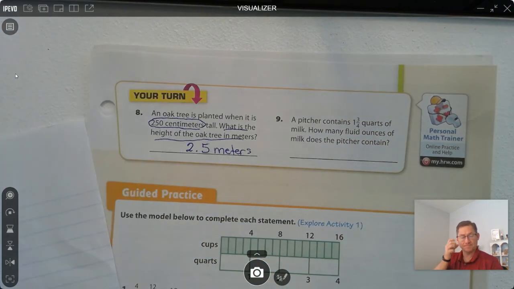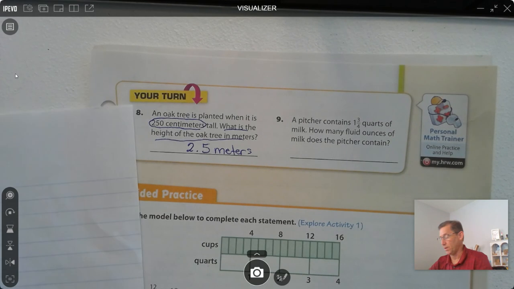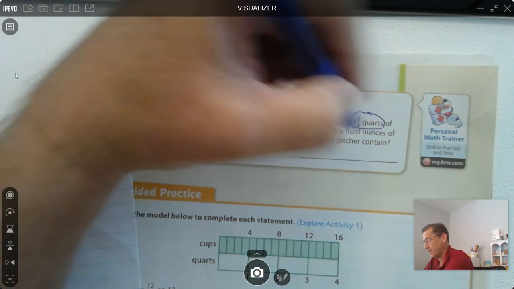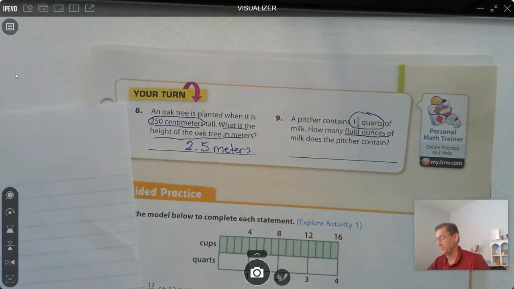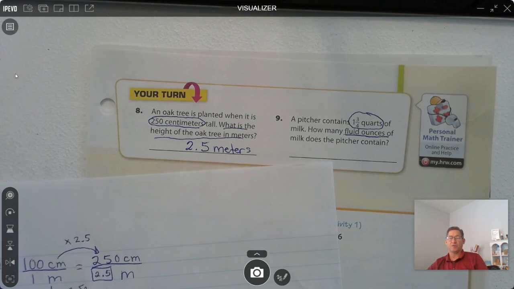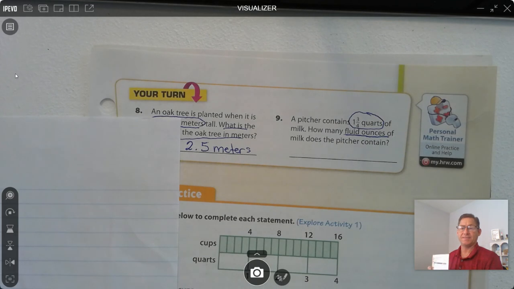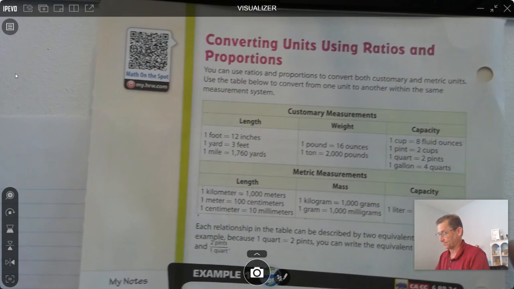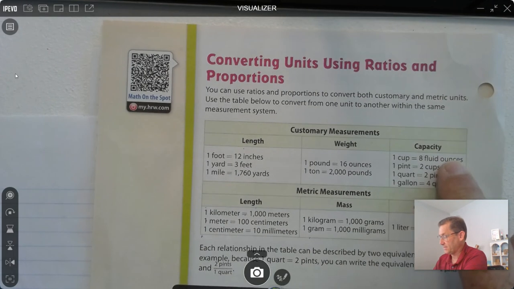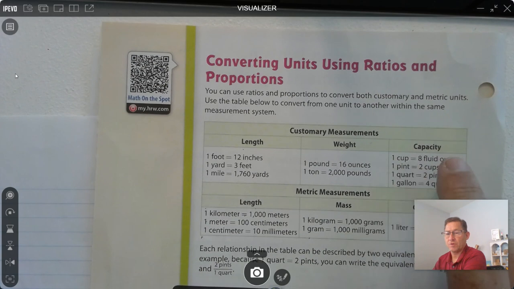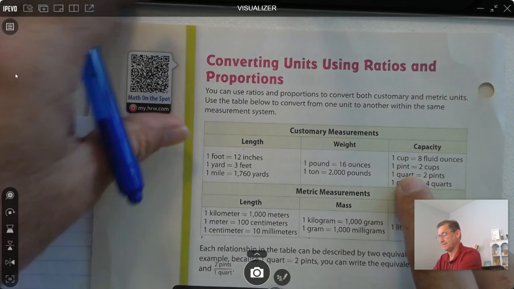All right, number 9. A pitcher contains 1 3/4 quarts of milk. How many fluid ounces of milk does the pitcher contain? So is there a direct relationship in our table that relates fluid ounces directly to quarts? Fluid ounces to quarts. No, they gave us cups. So we're going to have to work our way from cups to quarts in this example.